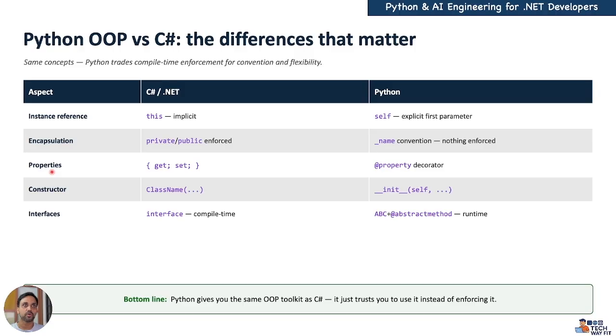Similarly for properties, in C# we have the getter and setter, but in Python any method with the property decorator will be considered a property. Again, a constructor in C# is the class name with some parameters, and in Python it's underscore underscore init. Interfaces we will go into in a bit more detail, but before going further, let's jump back to Visual Studio. We'll look into a simple class, how we define classes, and then we go for the interfaces.